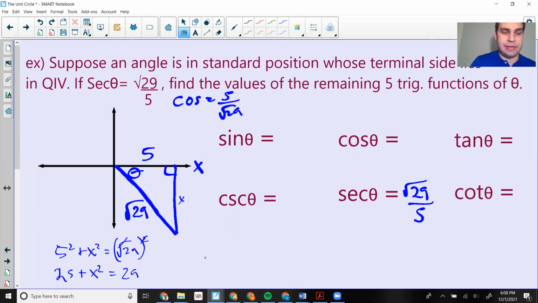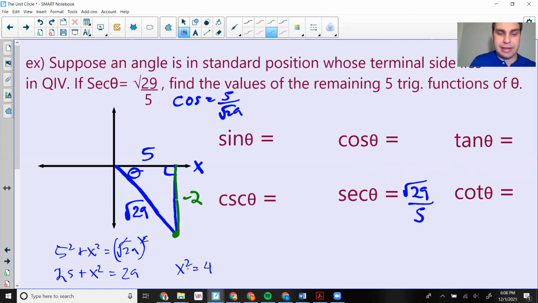If I subtract 25 over, I think that's x squared equals 4. And so x, of course, would have to be 2. Now, this is where it's tricky, because if you were to plot this point down here, this would be 5 and then something negative. I have to go down in order to get to that point. So I can't just throw in a 2 there. I have to actually say negative 2.